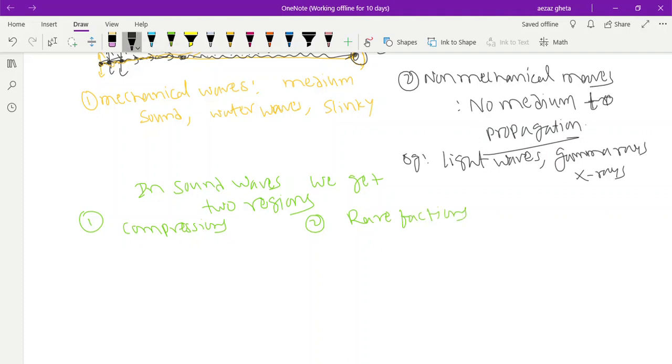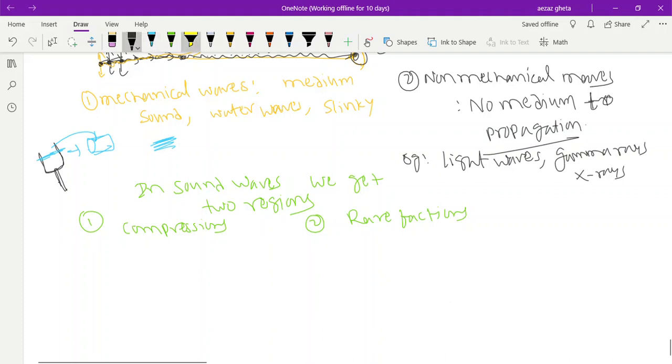So in compression, what happens? Imagine you are making an object vibrate. One brilliant example is a tuning fork. When you hit this tuning fork with a rubber cork, the tuning fork will start vibrating like this.